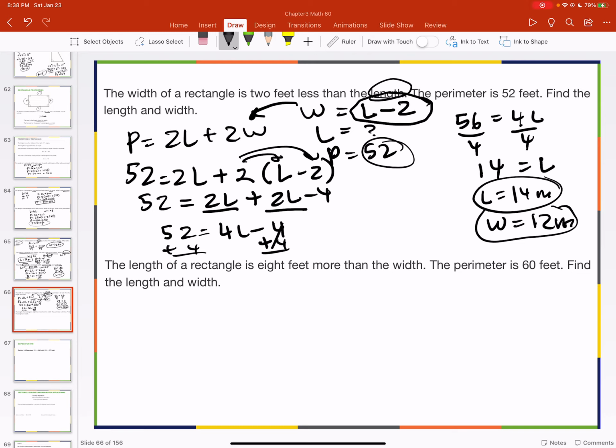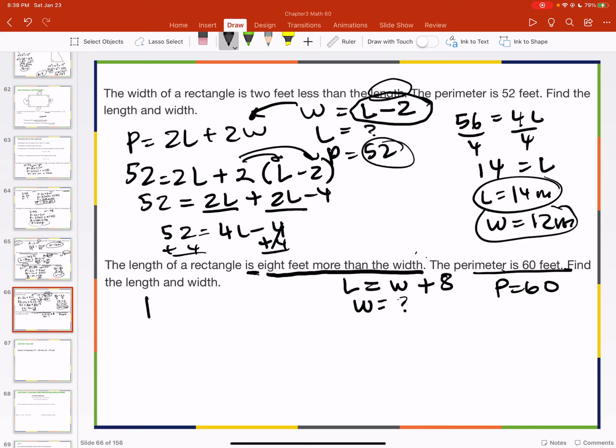And then the last problem here, we have the length of a rectangle is, so remember is the equal sign, 8 feet more than the width. So 8 feet more, we're going to add 8 to it. And then width, we don't know what the width is, so we're going to let that be W. And what else do they give us? That the perimeter is 60 feet.